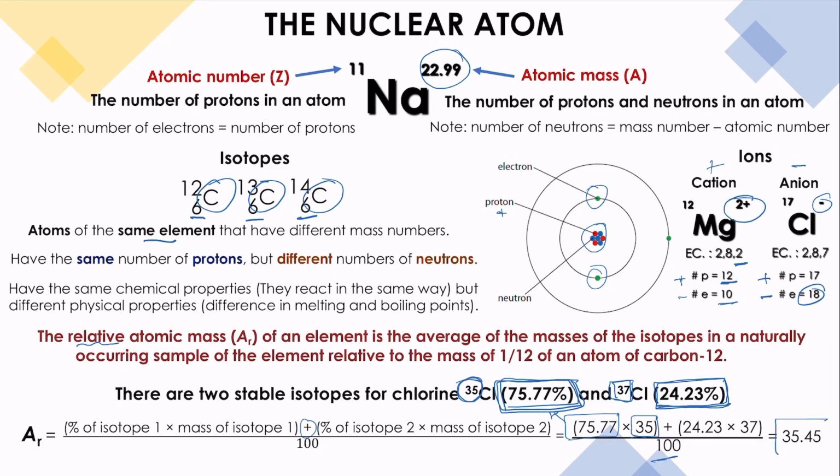Then we will have the relative atomic mass for Cl, and this is what you will see in the periodic table. It is a relative atomic mass because it depends on the different isotopes and their natural abundance in any sample. That's it.